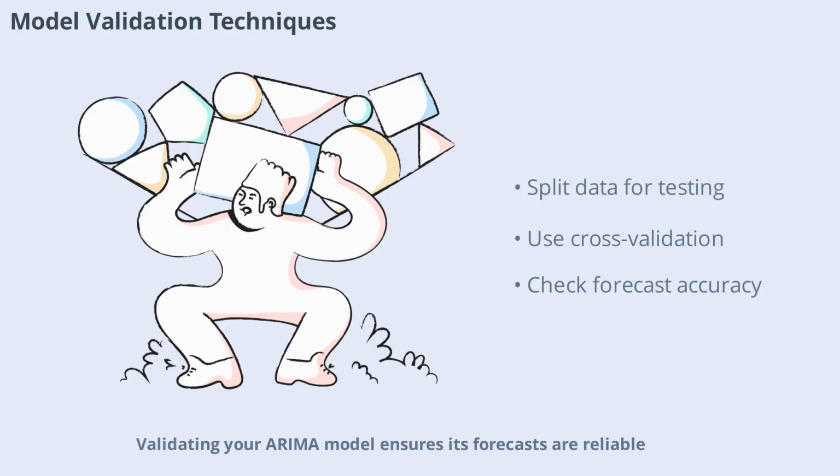Validating your ARIMA model ensures its forecasts are reliable. Techniques include splitting the data into training and test sets, cross-validation, and comparing predicted values with actual outcomes. Validation helps identify overfitting and ensures your model generalizes well to new data.